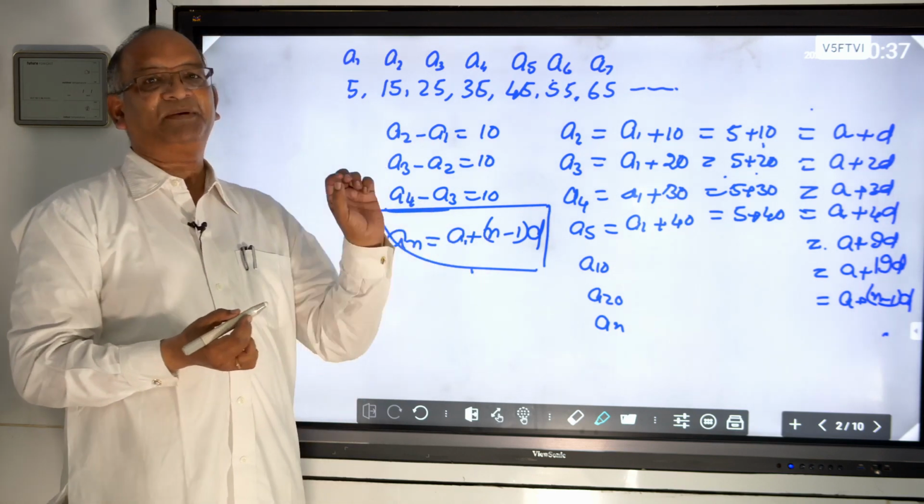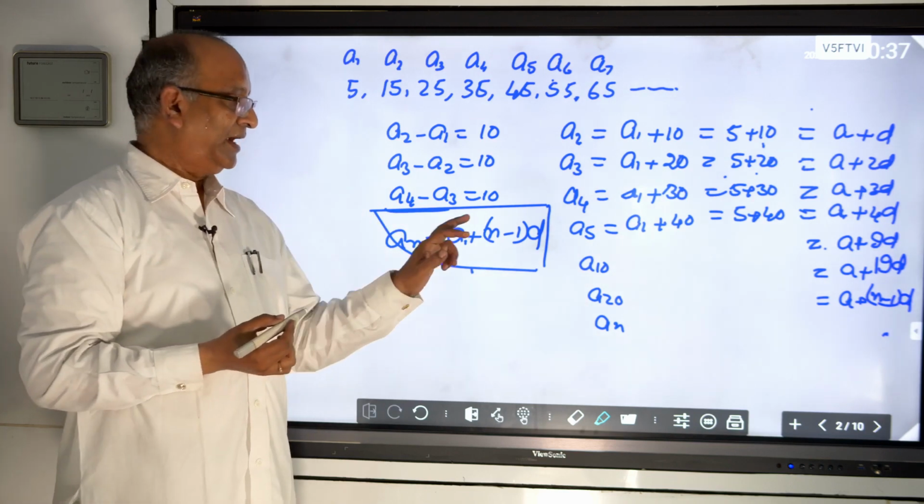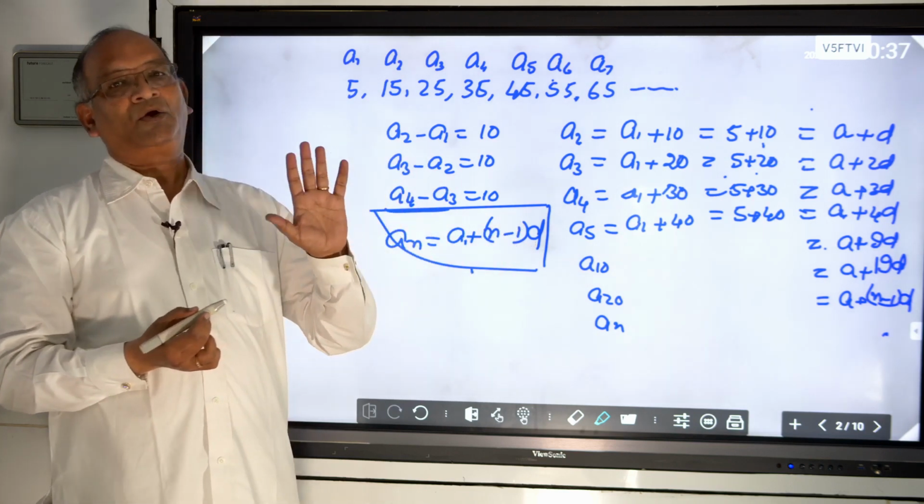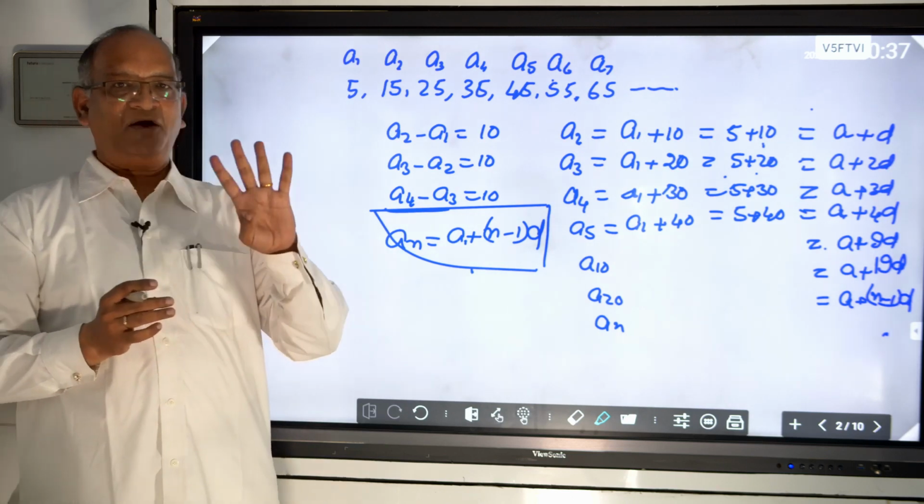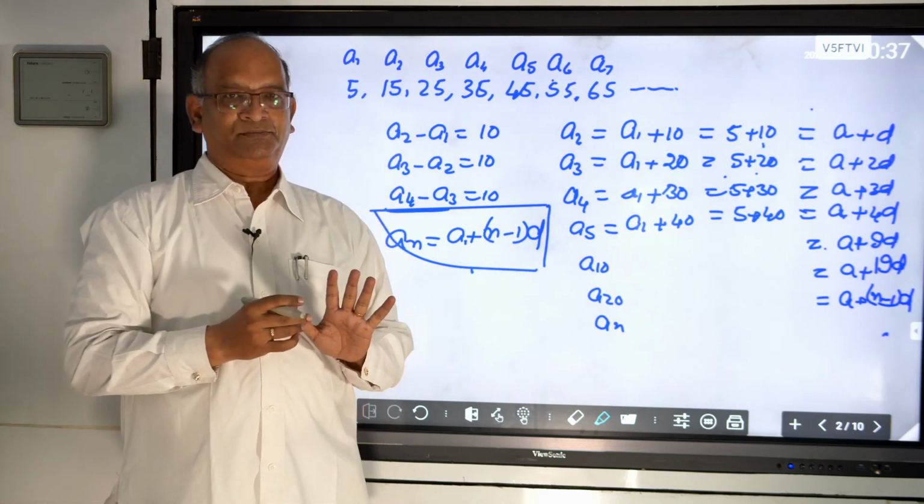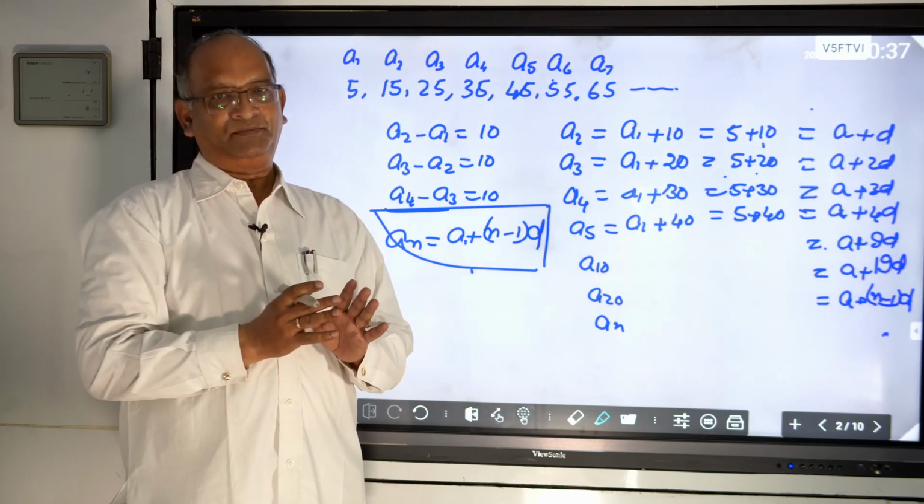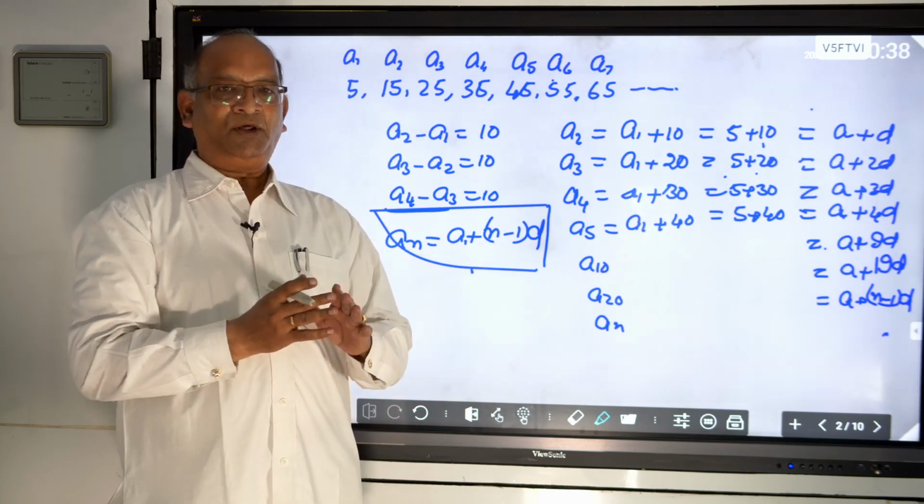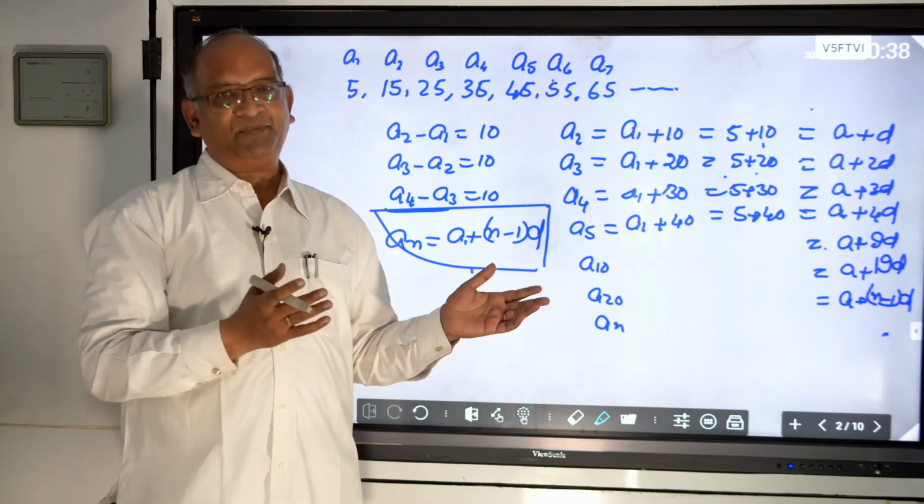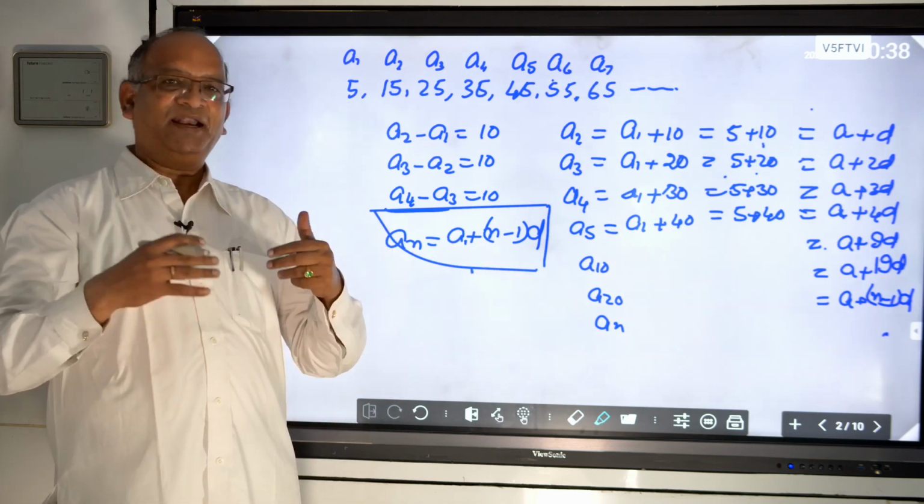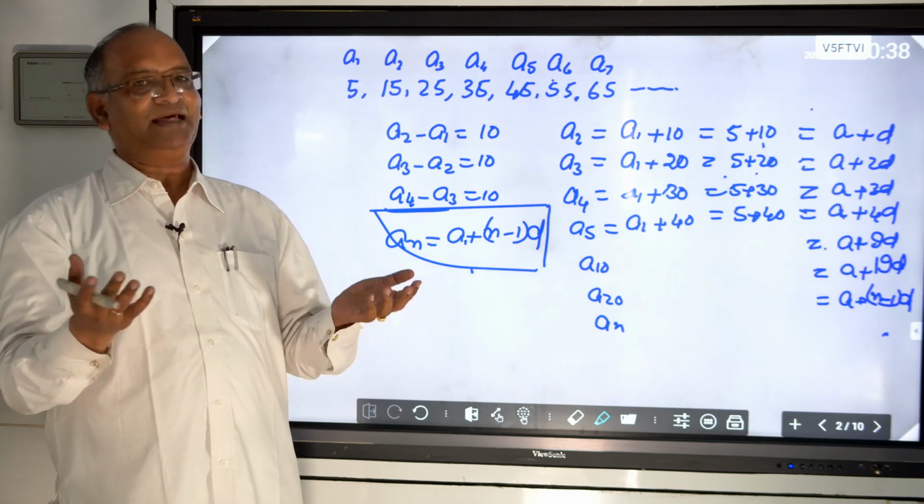N, which represents the number of terms. And D, which we call the common difference. So we have 4 unknowns. If you know any 3 of them, you can find the 4th. Now let us see some problems based upon this formula in which one of the things is missing and the other three are given.